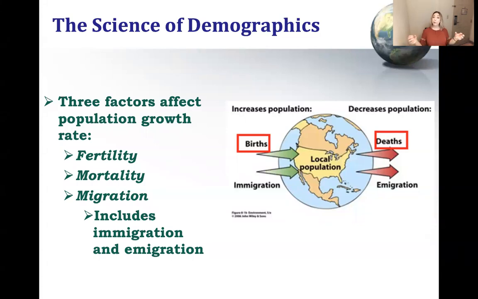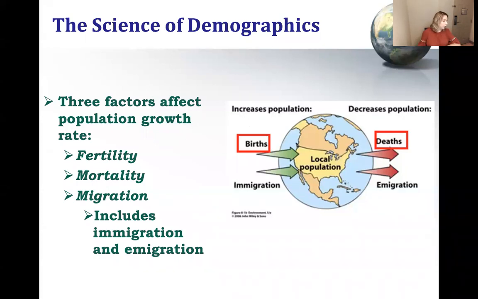includes immigration, or people coming into the country, and emigration, people leaving an area. So birth rate, death rate, migration. And on the slide, I called it fertility, mortality, and migration. Those are the 3 factors that affect population growth.